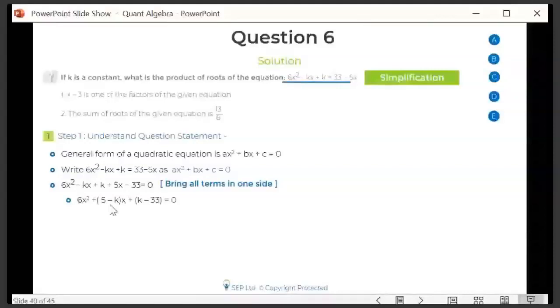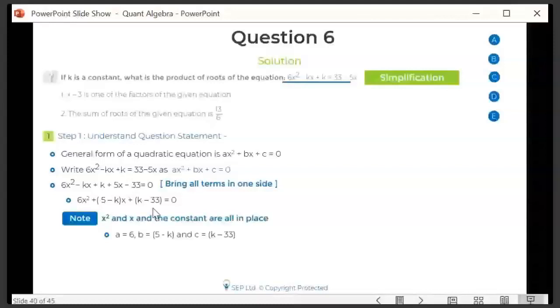For c, what is left? Whatever is left without any variable, like x squared and x is gone, then whatever is left becomes a part of c. Okay, so from here you can say that the value of a is 6, the value of b is 5 minus k, and the value of c is k minus 33.